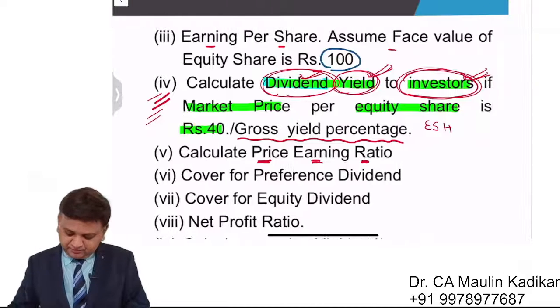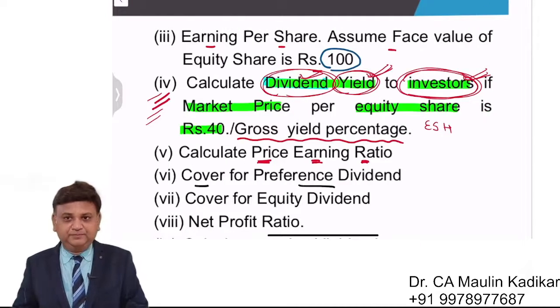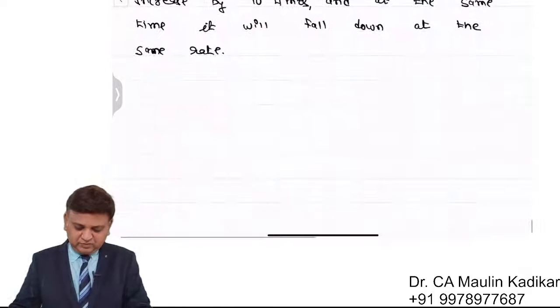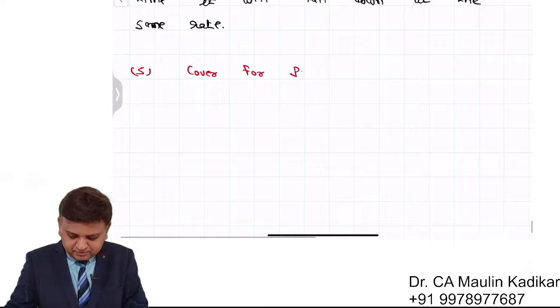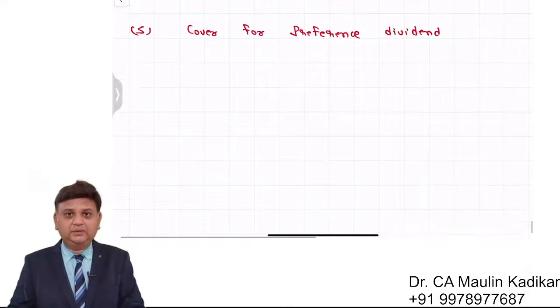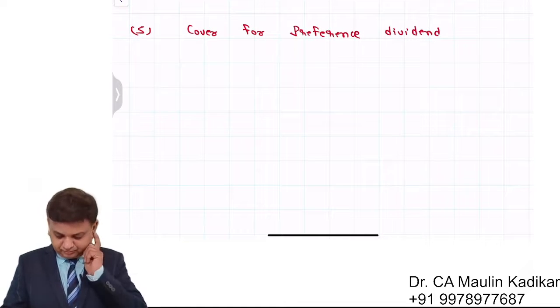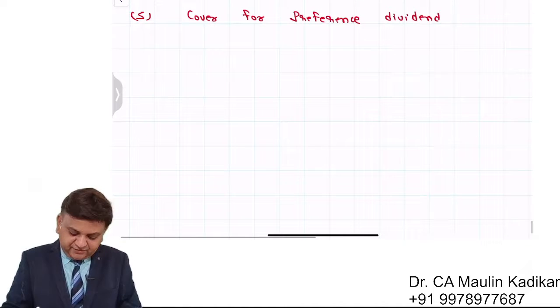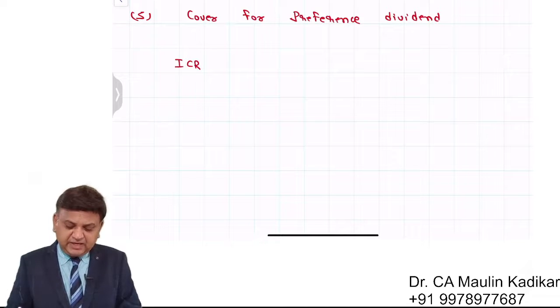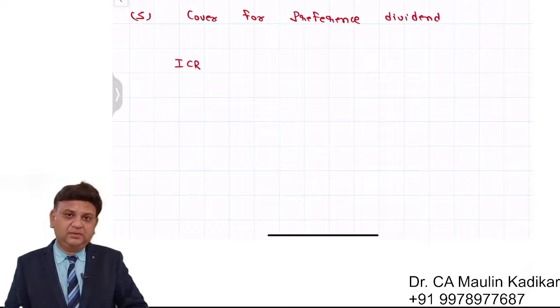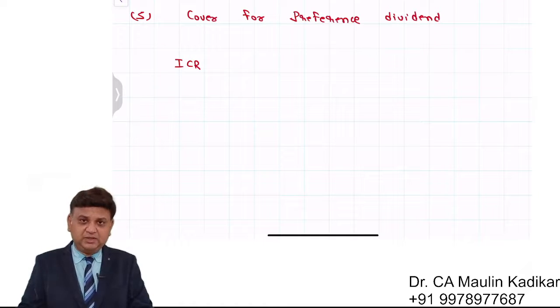Next question. Calculate cover for preference dividend. Fifth question answer. Cover for preference dividend. Everybody is requested to pay attention. See, the way we have interest coverage ratio, similarly, we have a term called cover for preference dividend. Let us understand how does it work.